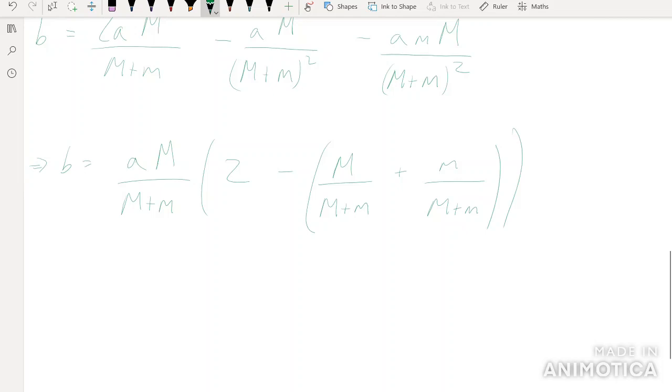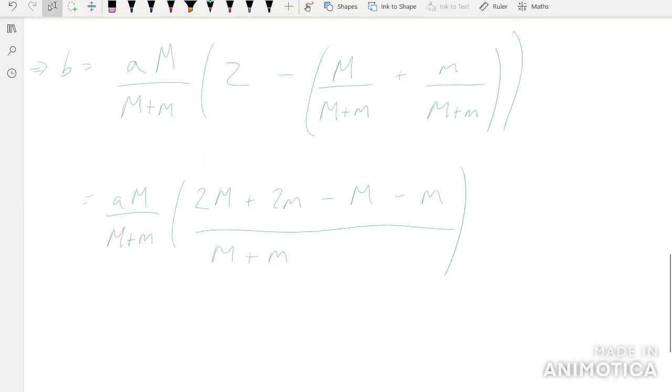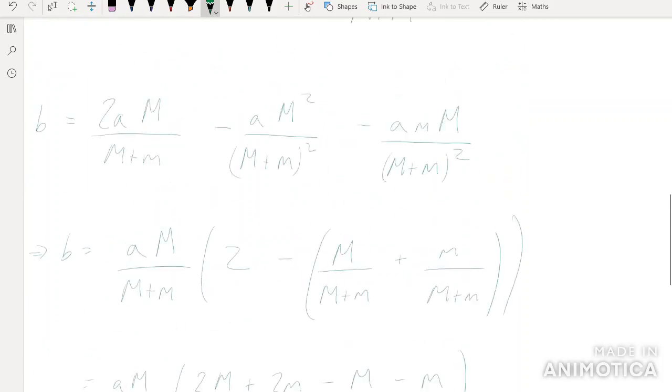So let's just do that. We'll get that equals am over m plus m, 2m plus 2m minus m all over m plus m. And so that's actually worked out extremely nicely, because that's ended up being equals am over m plus m. I believe that whole thing cancels out, so that's actually it. And that's the entirety of that step question.